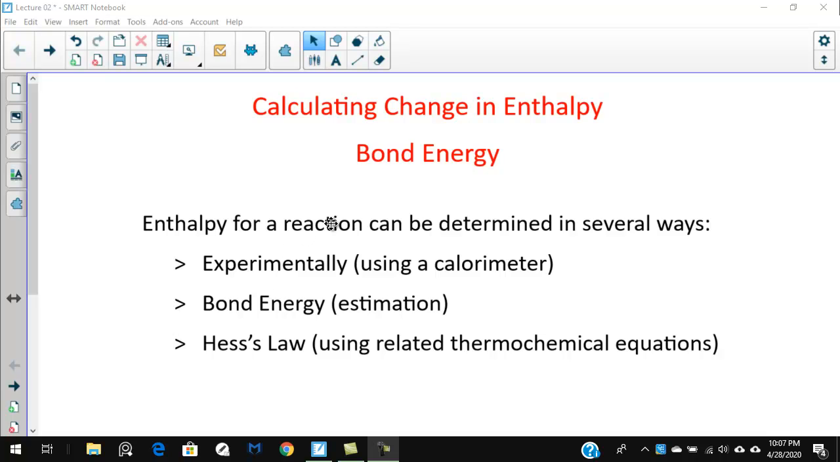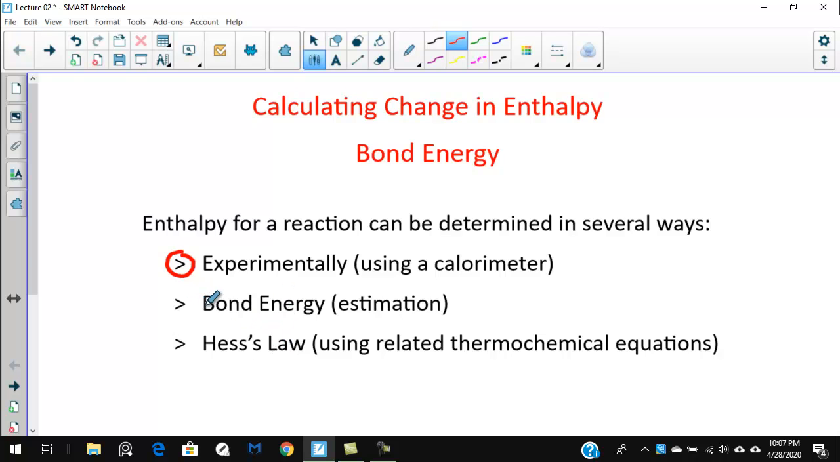All right, now that we've been looking at calculating enthalpy changes using a calorimeter, in other words, doing the enthalpy calculations by gathering experimental data, there are also a couple of theoretical ways in which you can calculate the enthalpy for a reaction. So we'll take a look at both of these.